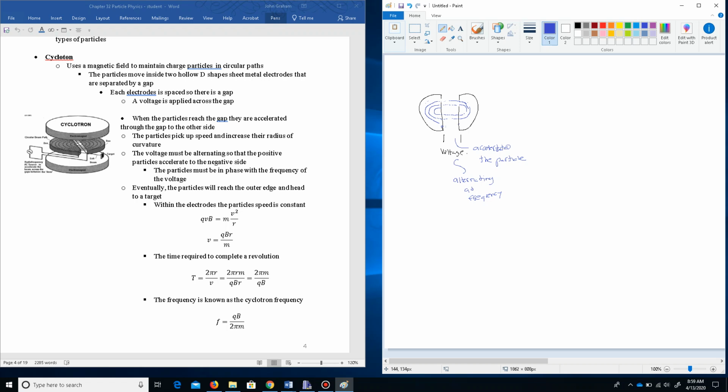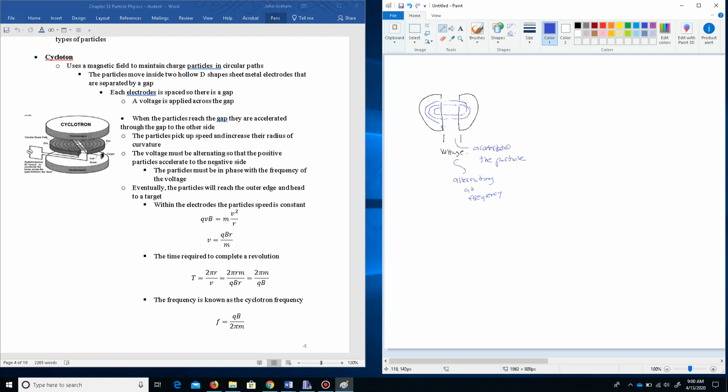But then once it reaches the other side, the voltage has to switch. So it's moving through this D field back to the gap again, and so you need the voltage to be alternating. Eventually, these particles will reach the outer edge and head to a target. So at this point, you get to this outer edge and it heads to this target here, and you'll get this exiting beam from it.